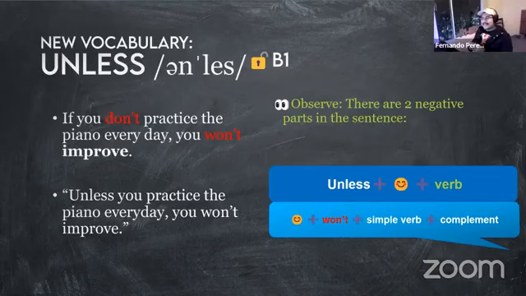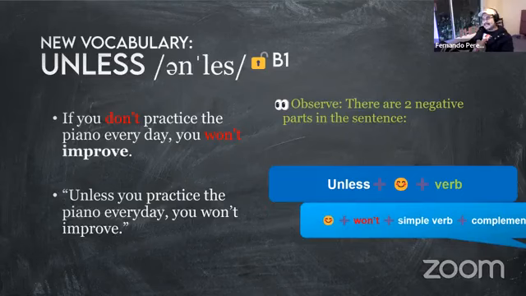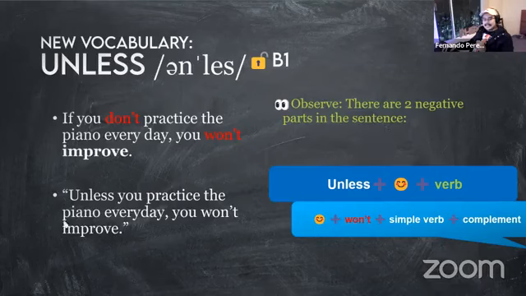Okay, wait. The formula is tricky because unless is negative if, no? So the second part depends. Because look, unless you practice the piano every day, you won't. This is correct because this is a negative. But in my case, if I don't do exercise, I will get fat. This is a consequence of not doing exercise, right?